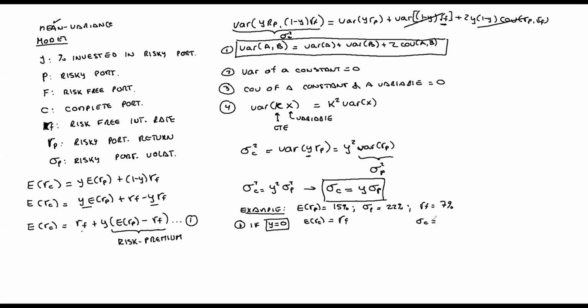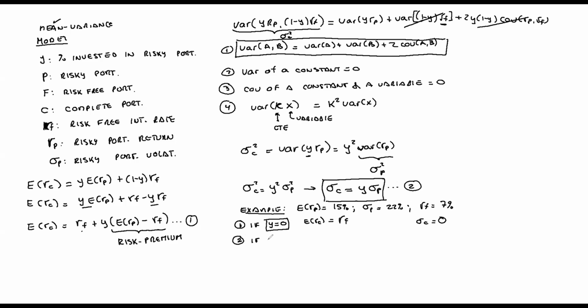Now, what is the variance of my complete portfolio if y is 0? You use equation number 2. If y equals 0, what do we get here? 0. Okay, now you understand how to do that.